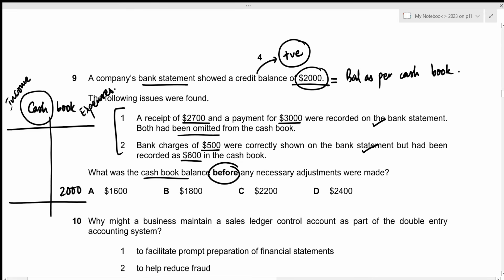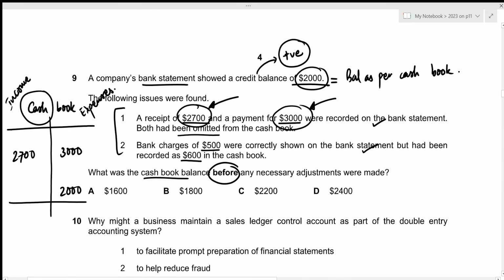Okay. Now, let us look at the first error again. A receipt of 2700 and a payment of 3000 were recorded on the bank statement. Both had been omitted from the cash book. So 2700 is a receipt that will go on our income side. And then 3000 was the payment that will go on our expenses side.